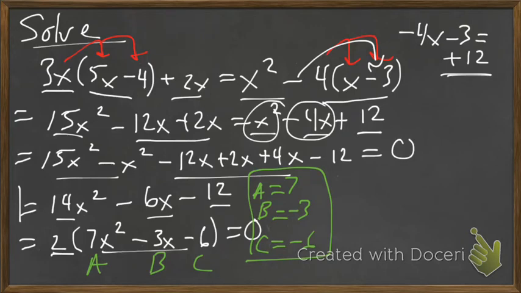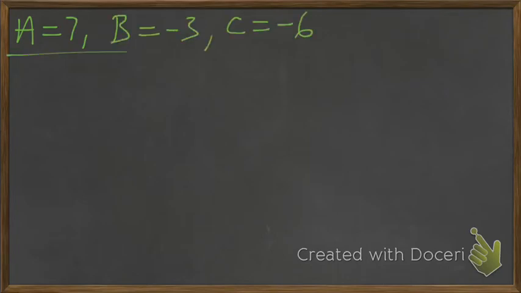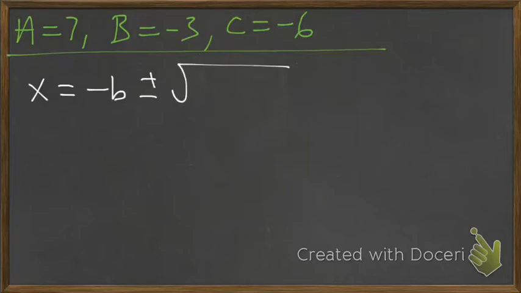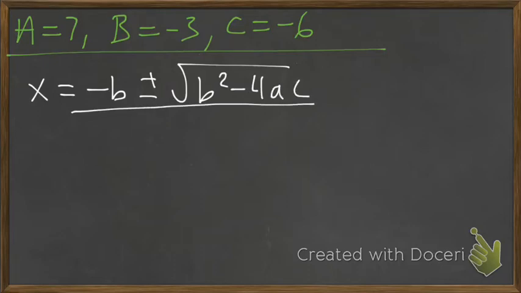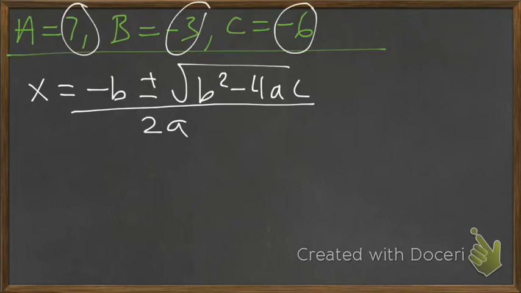I'm going to keep that in mind. A, B, and C: 7, -3, -6. A equals 7, B equals -3, C equals -6. So, let's write out the quadratic formula. The more you write it out, the easier it is to remember. X is equal to -b plus or minus root b squared, subtract 4ac, all divided by 2a. All I got to do is sub in these values. I don't want to sub in a, I want to sub in 7, -3, and -6.